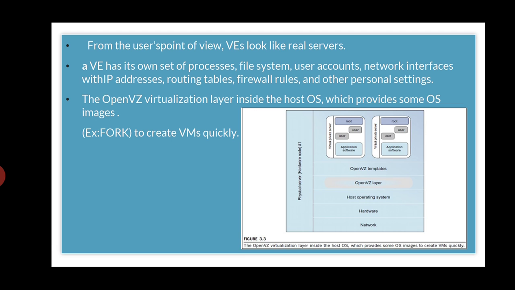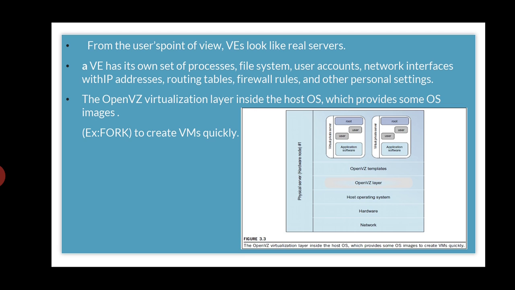Here is the explanation of the diagram, so listen carefully. Operating system virtualization inserts a virtualization layer inside an operating system to partition a machine's physical resources, enabling multiple isolated virtual machines within a single operating system kernel. This kind of virtual machine is often called a virtual execution environment, or virtual private system, or simply a container.